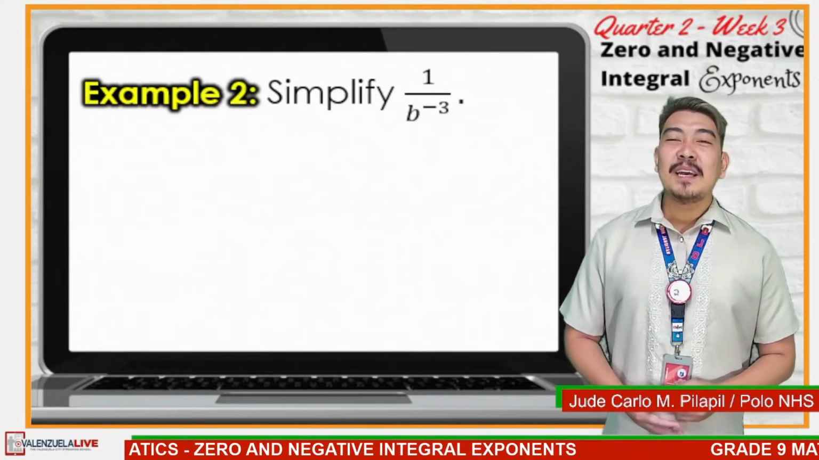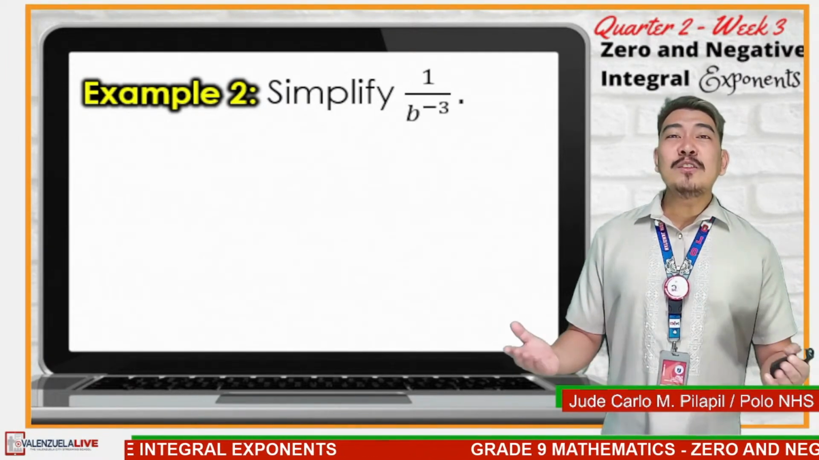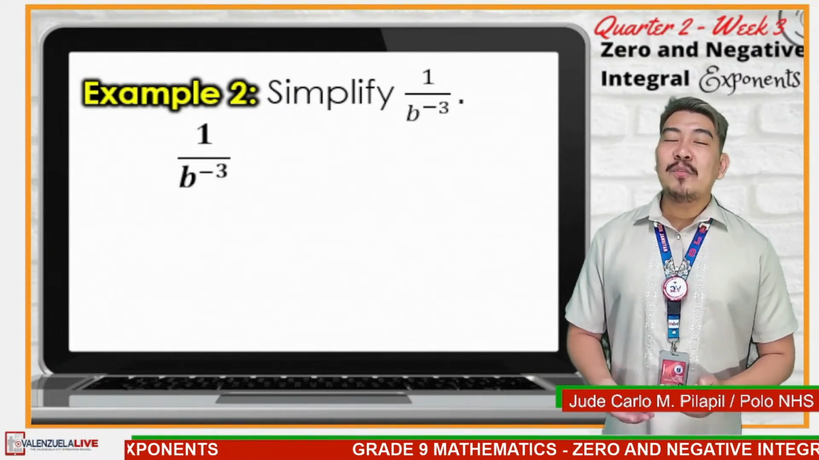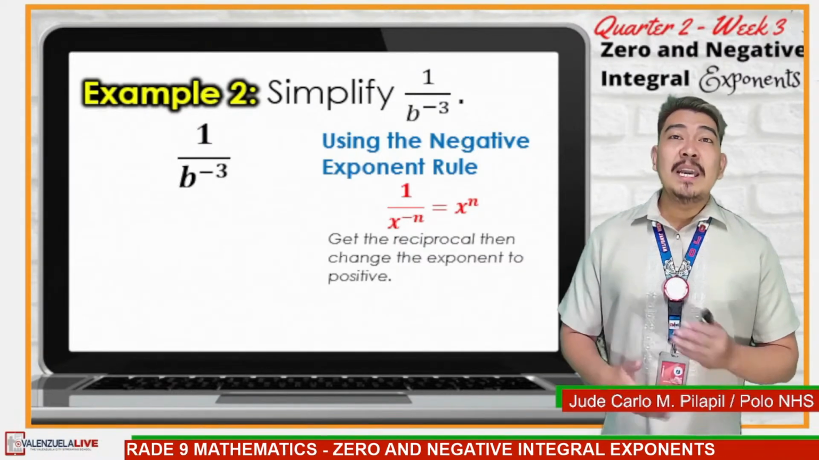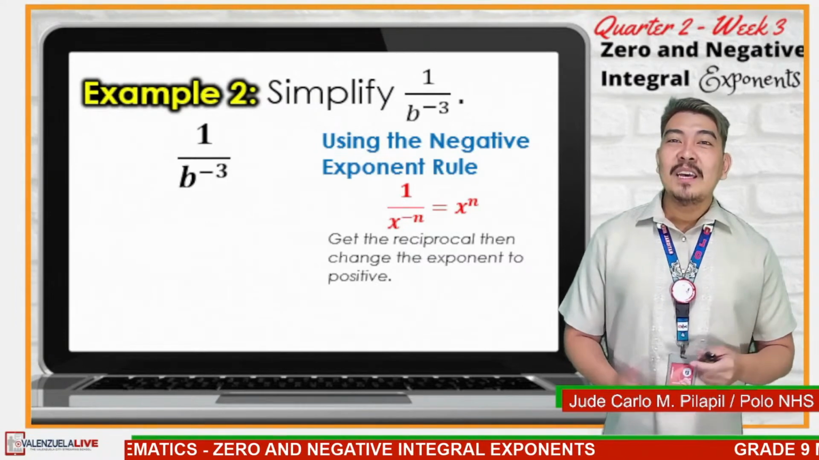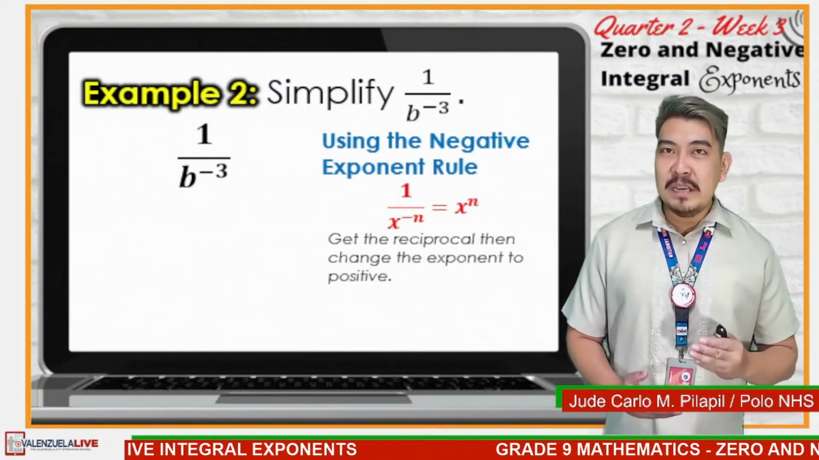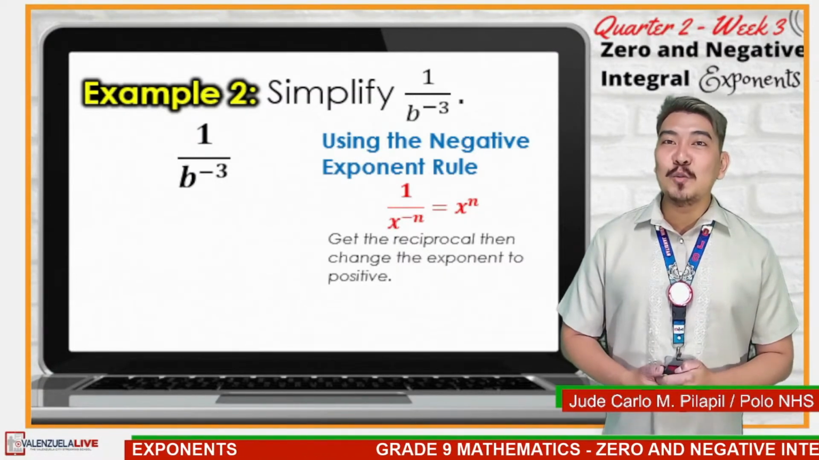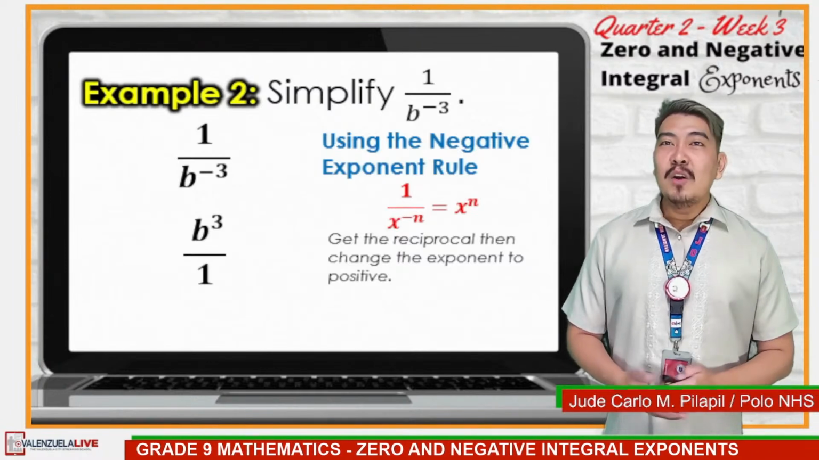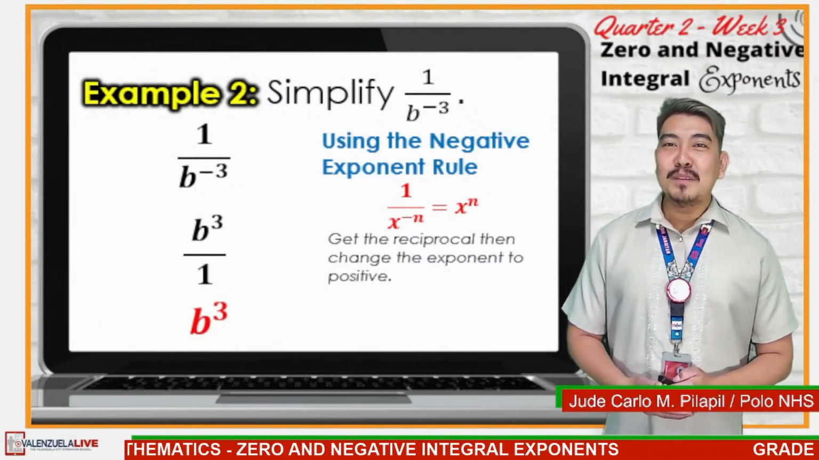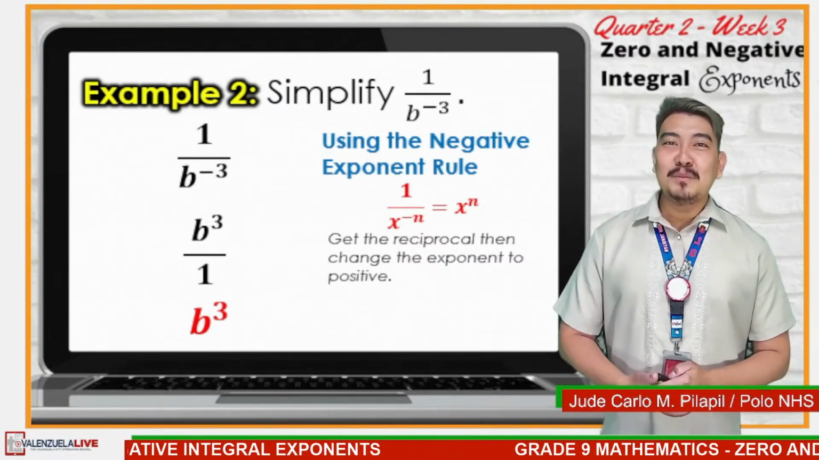Example number 2. Simplify 1 over b raised to negative 3. According to the negative exponent rule, if the given is 1 over x raised to negative n, in this form, it will just be x raised to n. In other words, we get the reciprocal of 1 over b raised to negative 3. Then we change the sign of the exponent to positive. So it will be b cubed over 1, which is equal to b cubed. So therefore, we can say that 1 over b raised to negative 3 is just equal to b cubed.